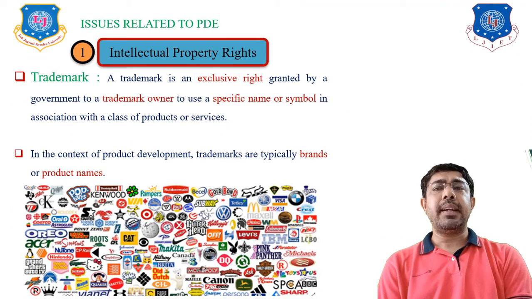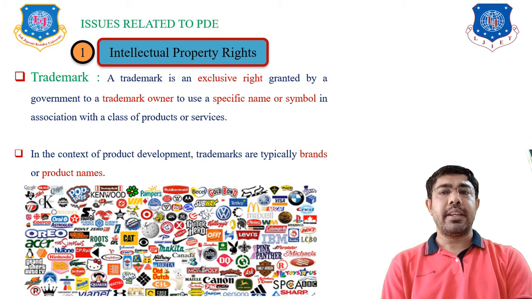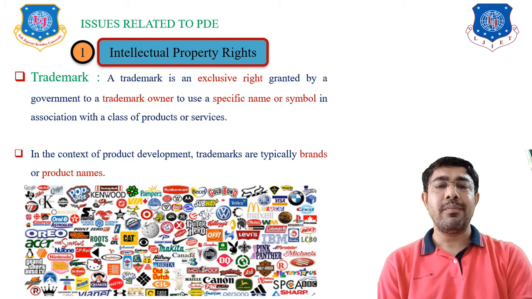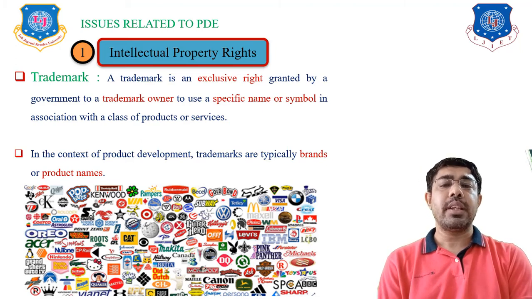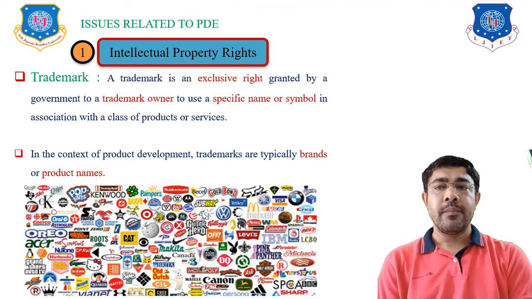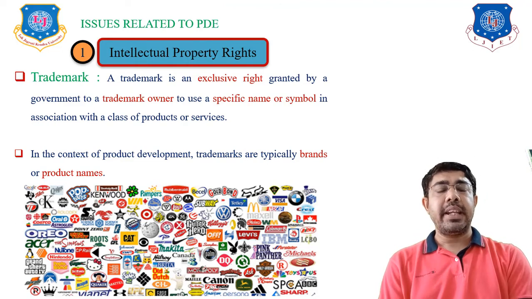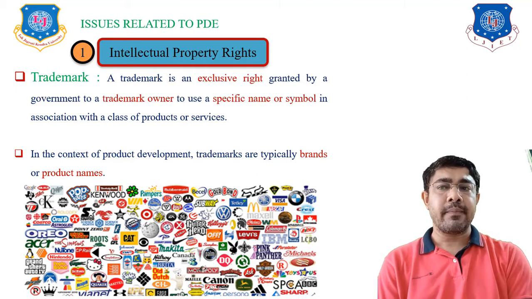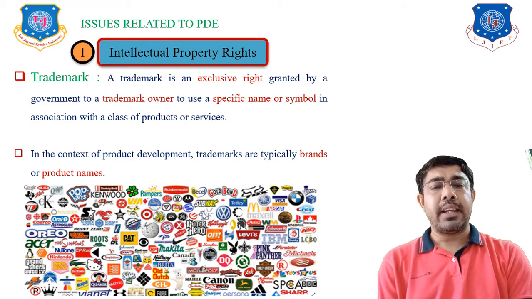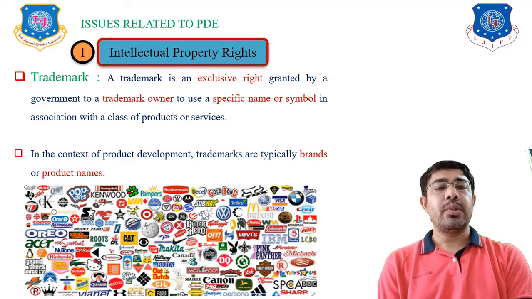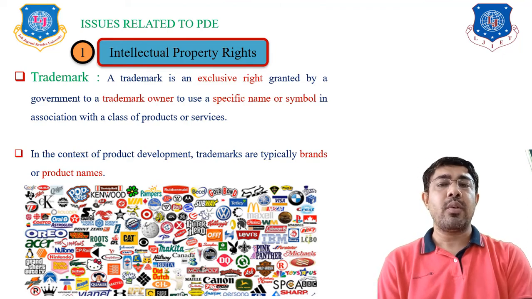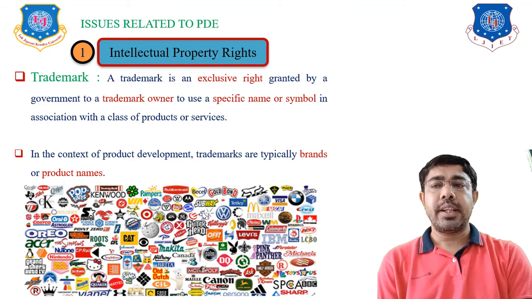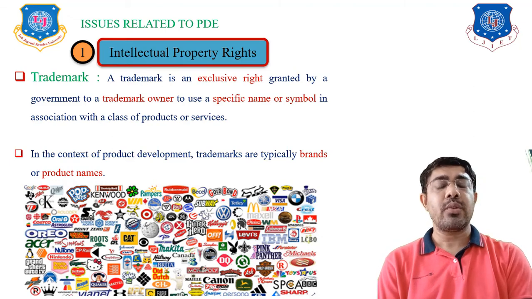Trademark is nothing but a specific name or symbol, or a combination of both: names as well as symbols. It is an exclusive right granted by the government to the trademark owners to use this specific name or symbol in association with a class of product or service.